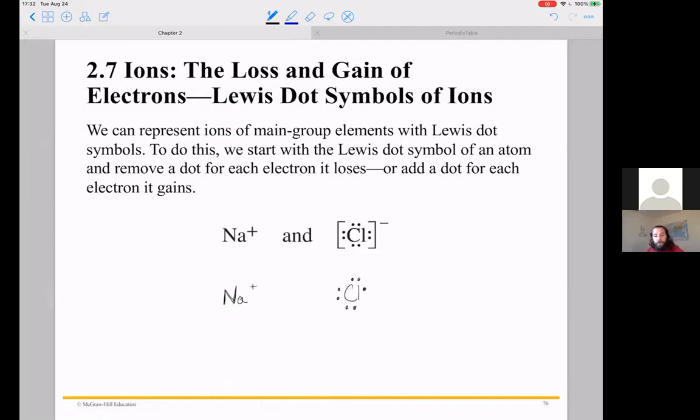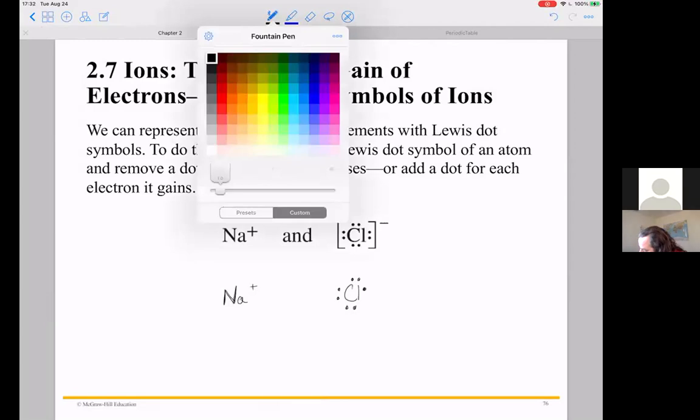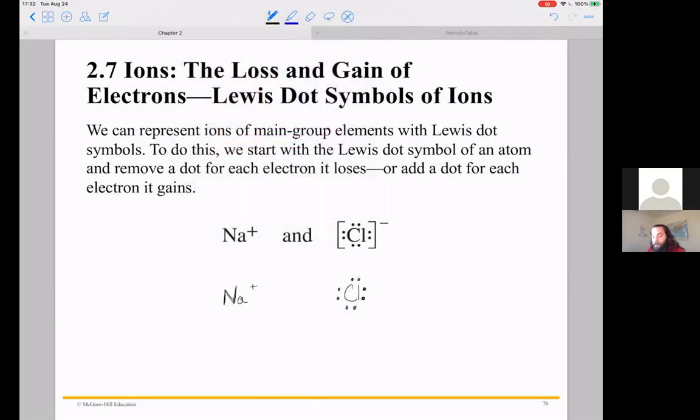Likewise, chlorine would accept an electron, so I'm going to draw in that 8th dot. Notice how now it has a full valence shell, a full octet, as we call it, because there are 8 of them. And then it would need a negative symbol. We do tend to put it in square brackets, but it's not the most important thing in the world.